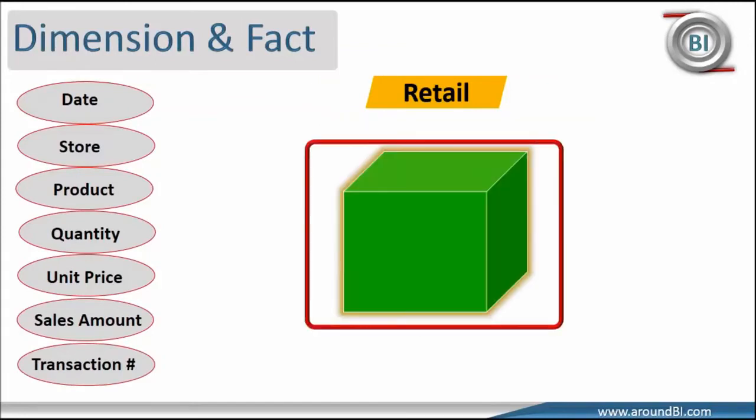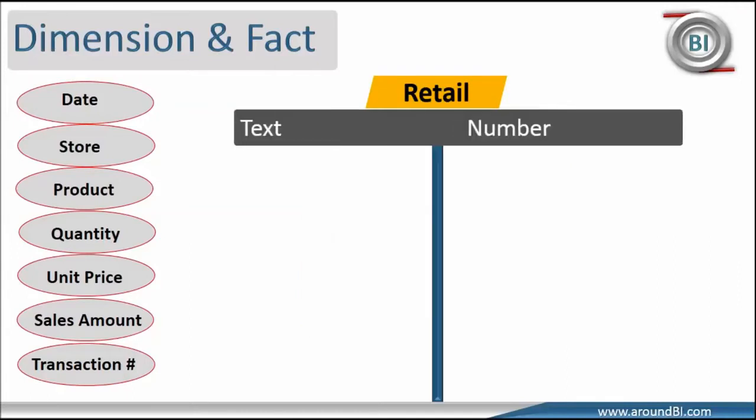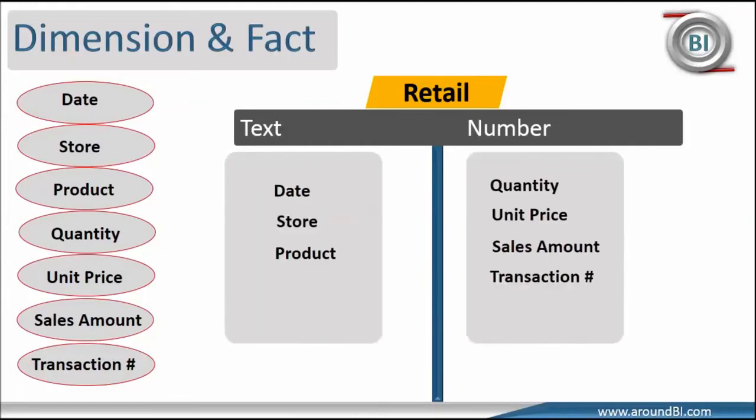I am going to create a data warehouse, and the very first step for that is to examine data, analyze data so that I can categorize dimension and facts. If I look closely, I can see some data as text values and some are numeric values. I can pull date, store name and product in text group, and quantity, unit price, sales amount and transaction number will fall into numeric group.